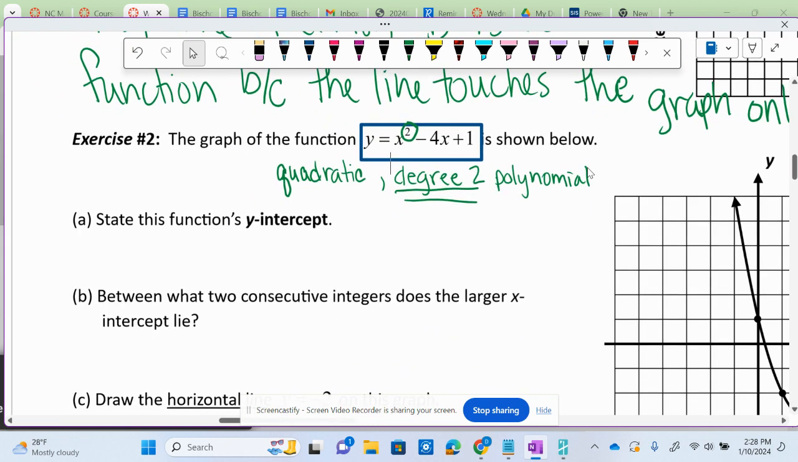So the first thing that I have to do is state the function's y-intercept, and this is nice and bold because it's a vocabulary term. So I'm going to write out the standard form of a quadratic.